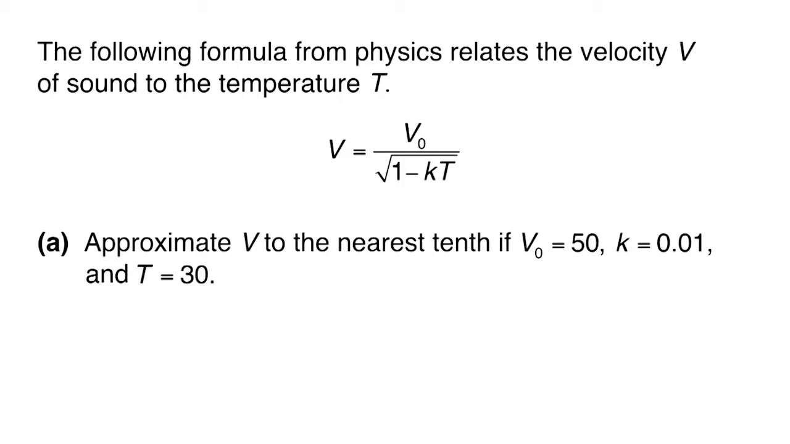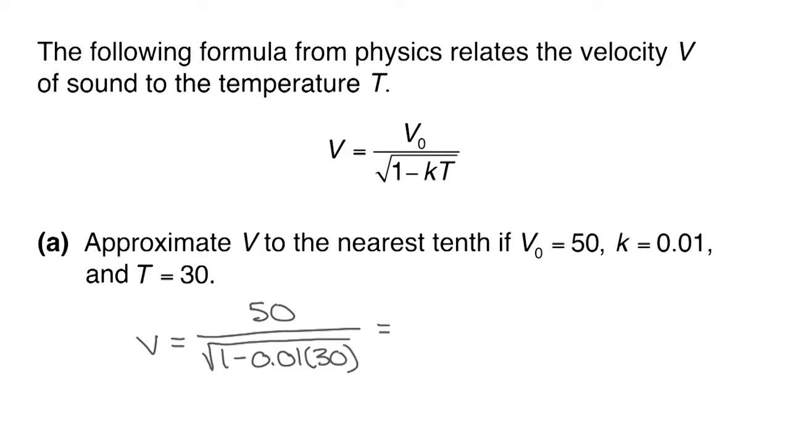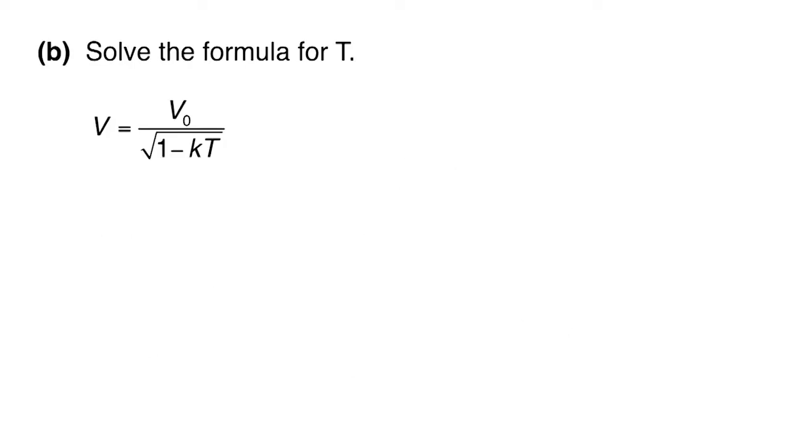We'll use the formula and substitute the given values in order to approximate V. So we have V is equal to 50 divided by the square root of 1 minus 0.01 times 30. Simplifying, the radicand becomes 0.7, so we have 50 divided by the square root of 0.7, which rounding to the nearest tenth is approximately equal to 59.8.